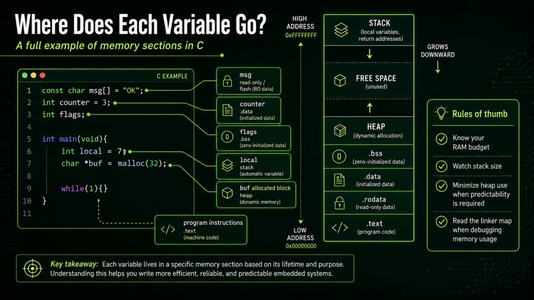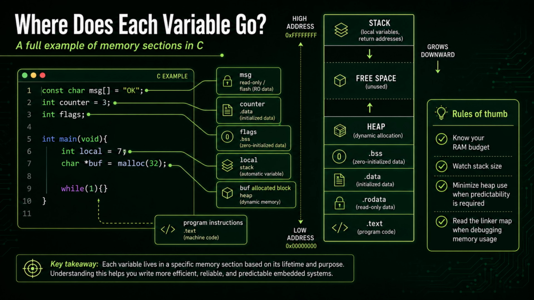Now let's finish with a complete example. Suppose we have a constant message, an initialized counter, an uninitialized flag, a local variable, and a buffer created with malloc. The program instructions themselves go into .text. This includes the compiled machine code for main, the loop, and any functions used by the program. The constant message, such as const char message = "OK", may go into read-only memory, often flash or a read-only data section, depending on the compiler and linker.